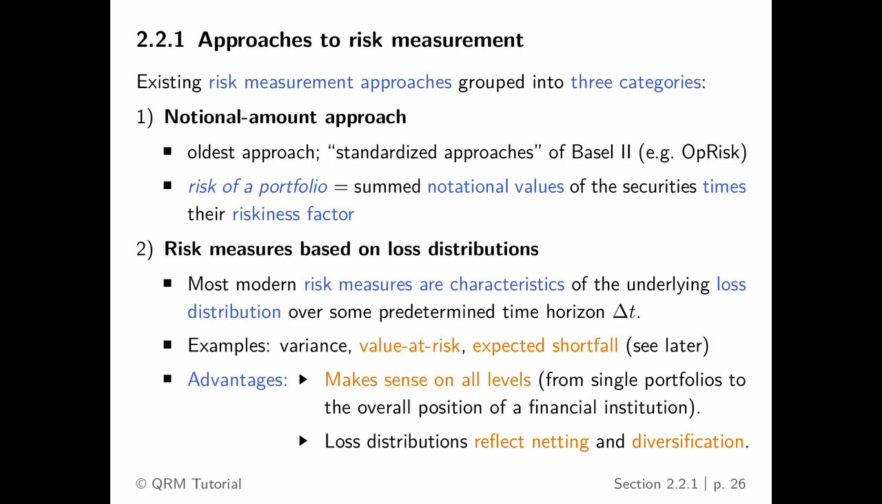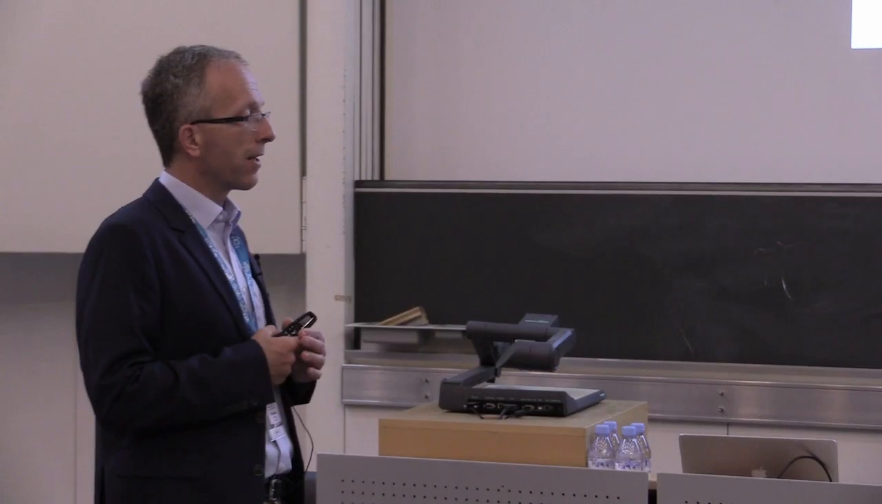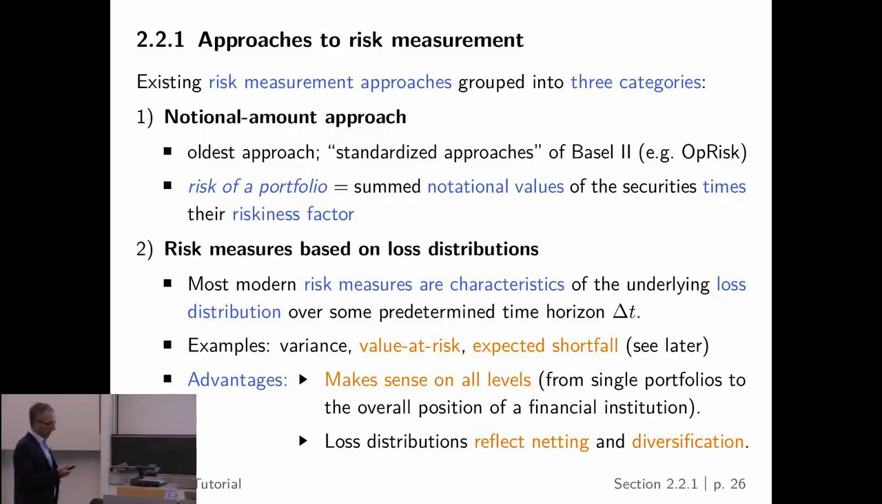Approaches to risk measurement, let's go through this very, very briefly. So the idea of this slide is to go one step back and to see what types of risk measures are there, how can we classify them. One idea is the notional amount approach. You say the risk of a portfolio is essentially equal to the size of the portfolio, to the sum of notional values of the securities. Then we may say this is stupid. There are good reasons why, but it's still being used.